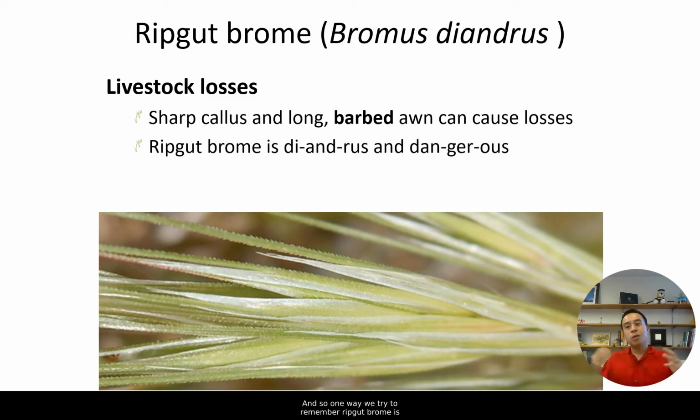And so one way we try to remember ripgut brome is through a mnemonic device: Bromus diandrus, or Bromus diandrus is dangerous. So you can try to remember that if you're having a hard time remembering plant names.